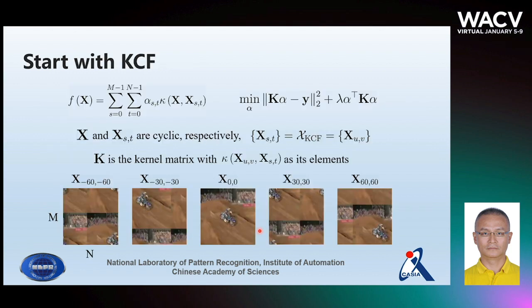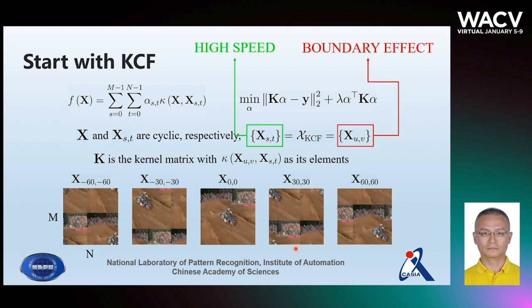These are KCF's regression function and optimization problem. The sets of X and X^T are cyclic and identical. It's clear that both the high speed and the boundary effect of KCF come from the cyclic samples.